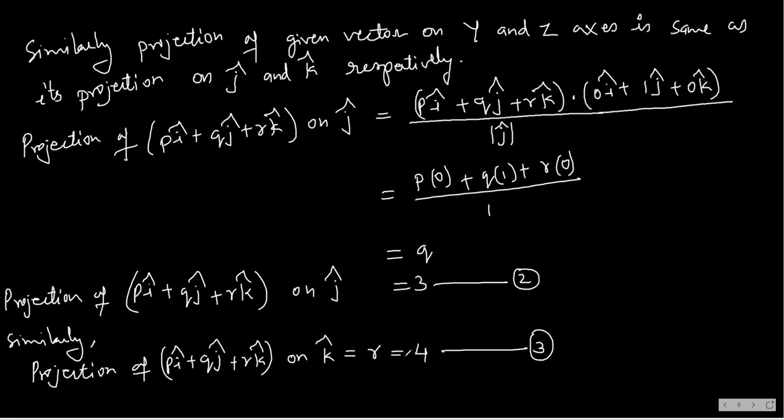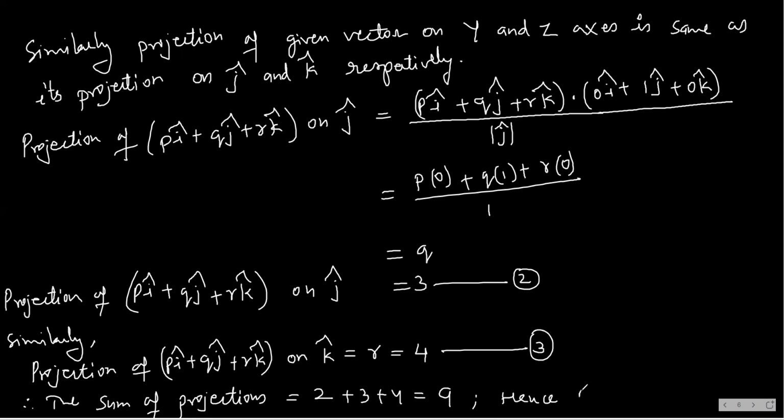Now we will add them all. So I will write, therefore the sum of projections is equal to 2 plus 3 plus 4, that is equal to 9. Hence true. Hence showed.